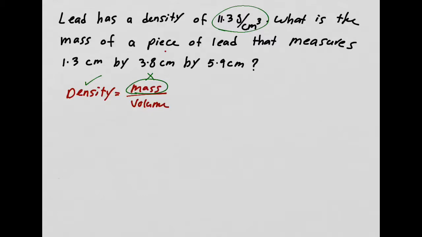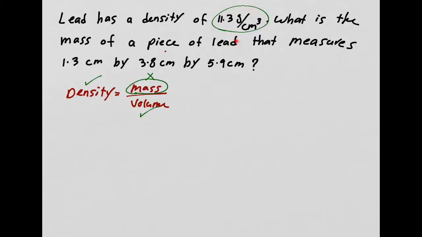Now, if the density is given and they ask us for mass, somehow they have to also give us volume, because you cannot have two variables and try to solve for it. You can only have one variable. So our variable is mass, we have the density, that means the volume has to be given somehow. It may not be directly, but somehow they've given it to you.